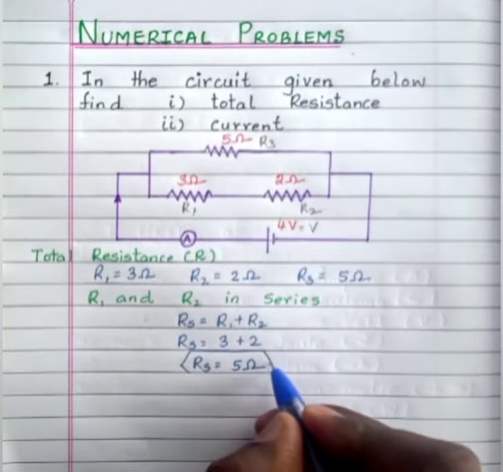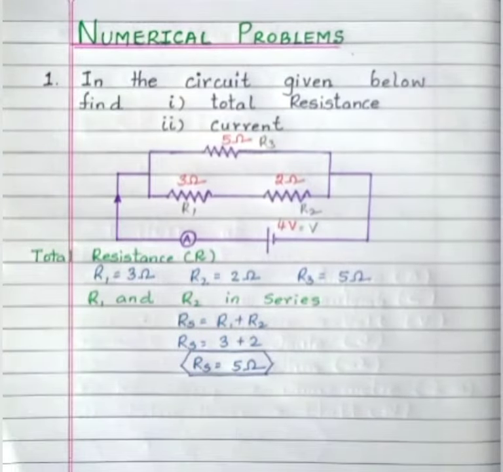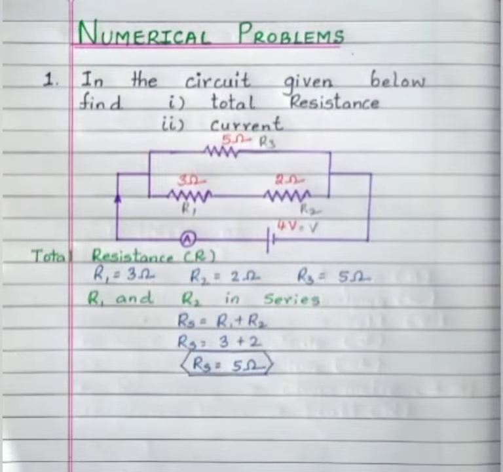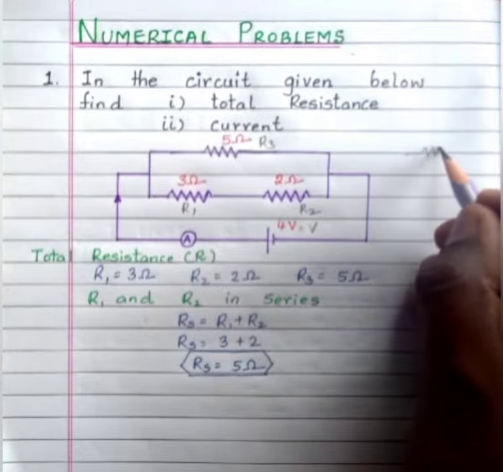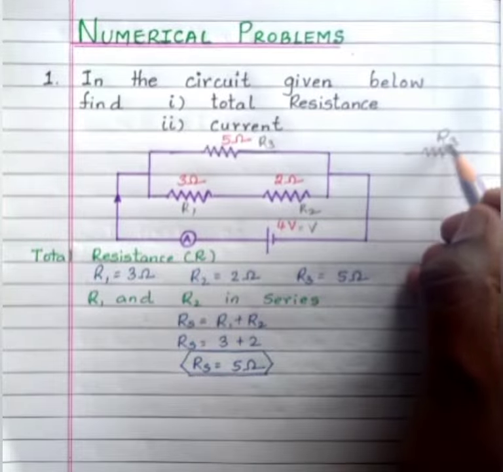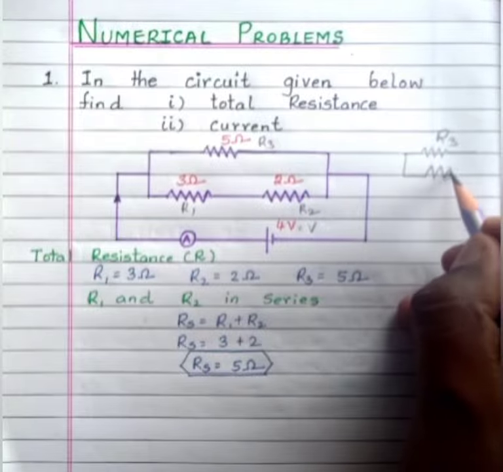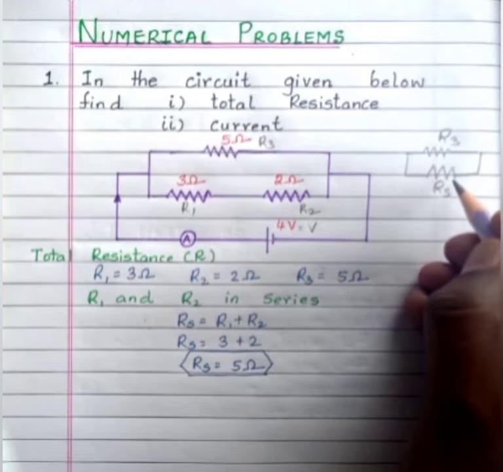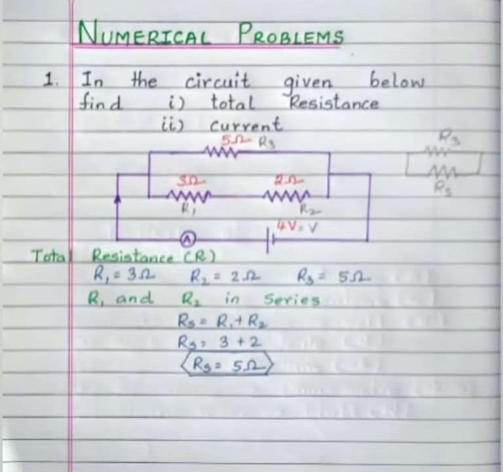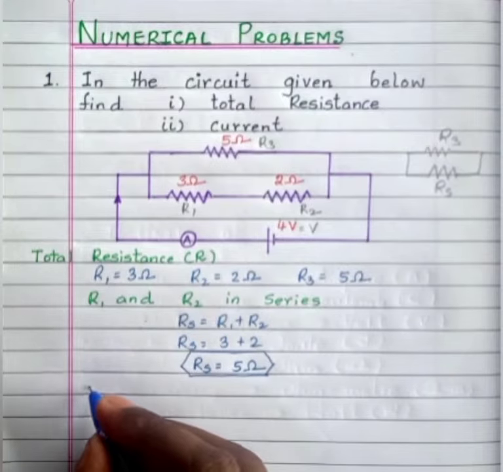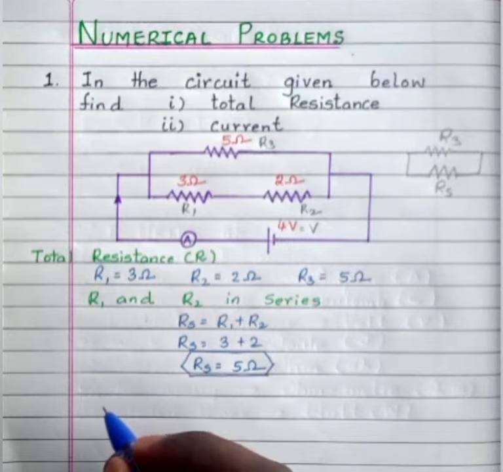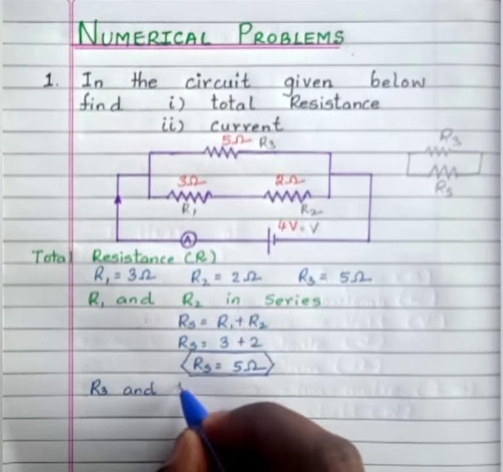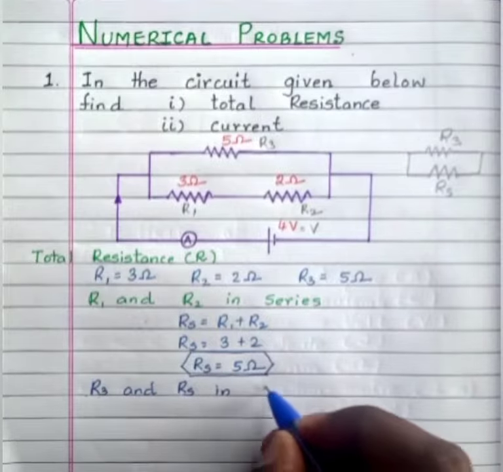Now, replace the 3 ohm and 2 ohm resistors by the effective resistance 5 ohm. That is 5 ohm. R3 resistance stays as it is. Now replace 3 ohm and 2 ohm by a single effective resistance Rs. Now if you observe, the resistors R3 and Rs are connected in parallel.